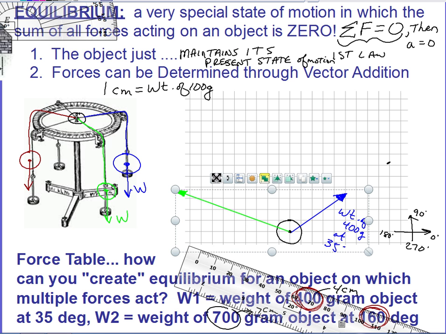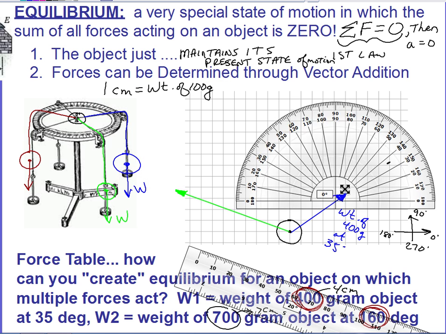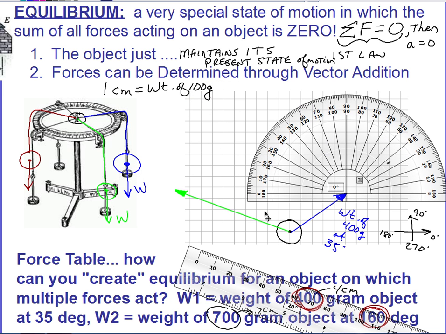So for you guys to do this, I want you to take your protractor and actually place it here and then draw that arrow this way. Okay, so go ahead and take a moment to do that. I'm going to stop this, pause this video, and move that green vector up to there. Okay, so go ahead and try that on your own.